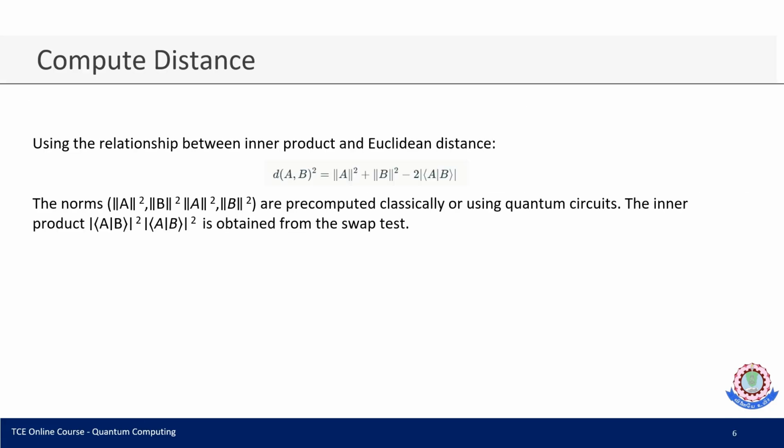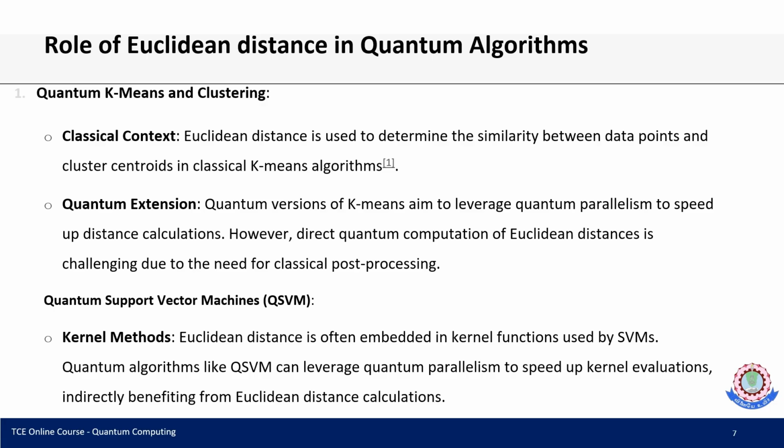Next, we are computing the distance. Using the relationship between inner product and Euclidean distance, we can directly go with that: d of A and B squared equals norm A squared plus norm B squared minus 2 times the absolute value of the inner product of A and B. So this is the relationship between the inner product and the norms of A and B. The modulus squared of the inner product of A and B is obtained with the help of the swap test.